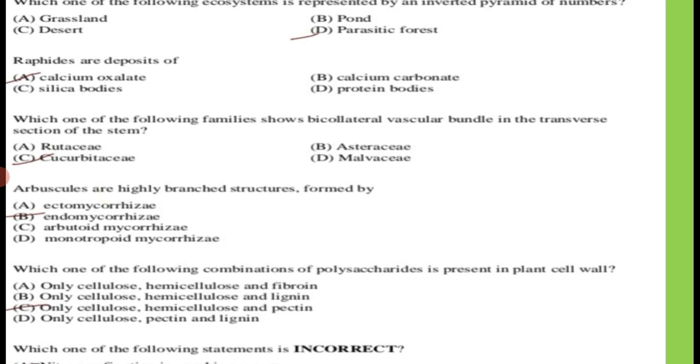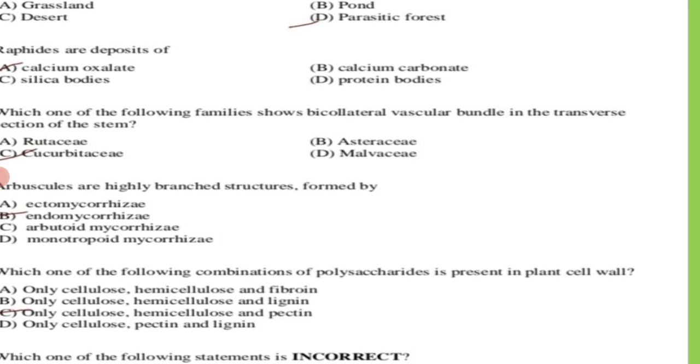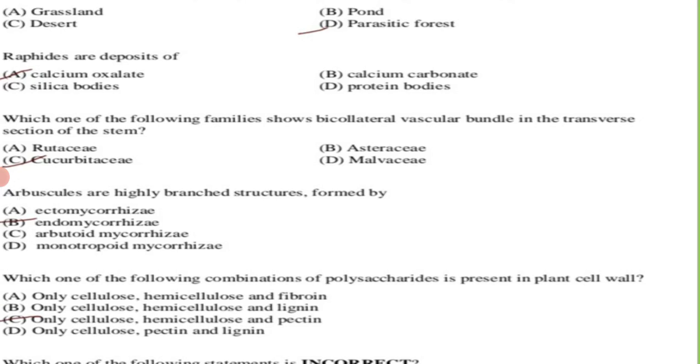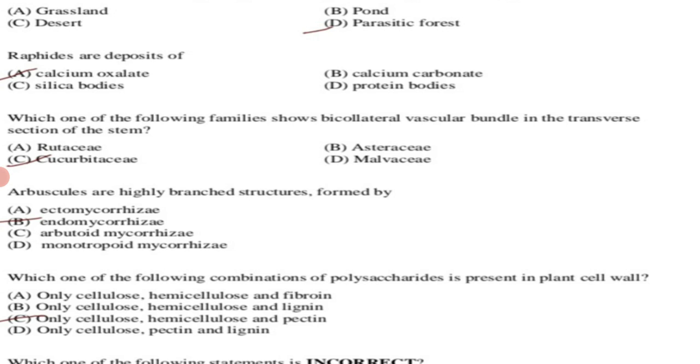Then the next question: raphides are the deposits in many plants that accumulate calcium oxalate crystals in response to a surplus of calcium. So the raphides are the deposits of calcium oxalate. The answer of this question is option A.